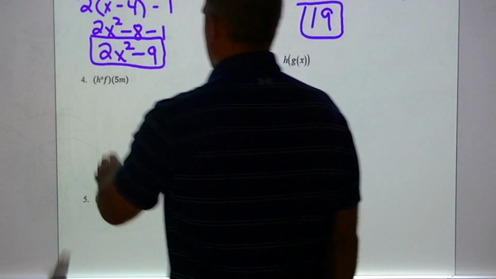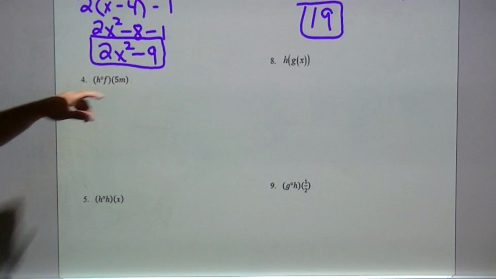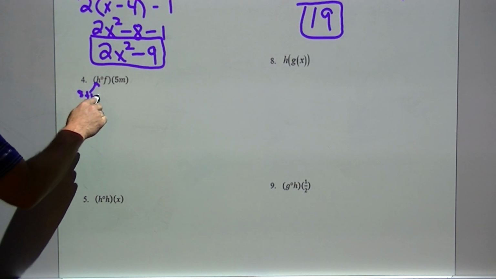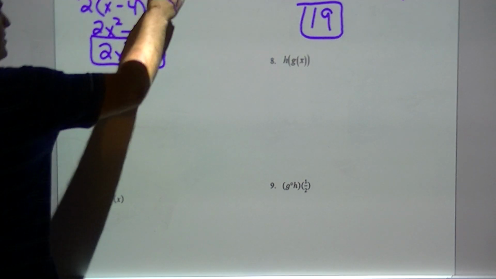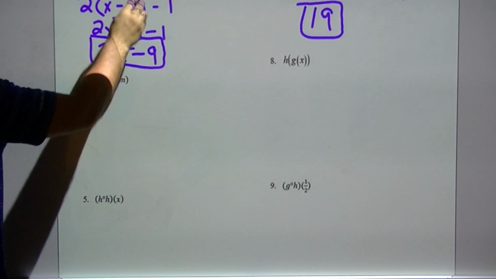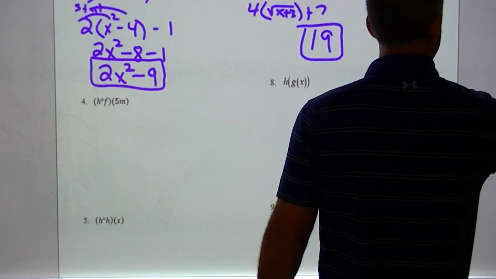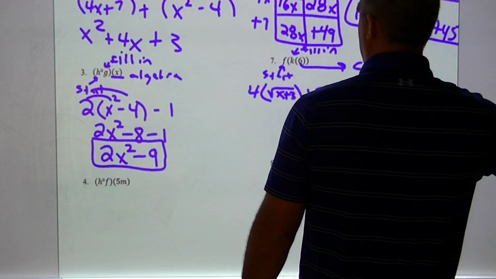Okay? This is h of f of 5m. So this is what I start with. All right, I'm going to start with h. I'm going to substitute f, and then I'm going to put 5m in. So h is 2x minus 1.